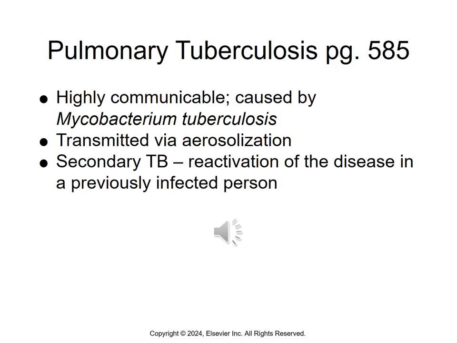Next, we're going to talk about pulmonary tuberculosis, page 585 of your text. Highly contagious. It's transmitted via aerosol. There can be primary or secondary or latent TB. This is when there's reactivation of the disease in a person that was previously infected.